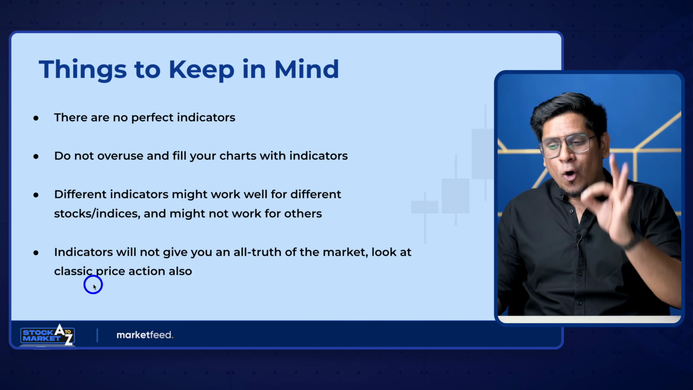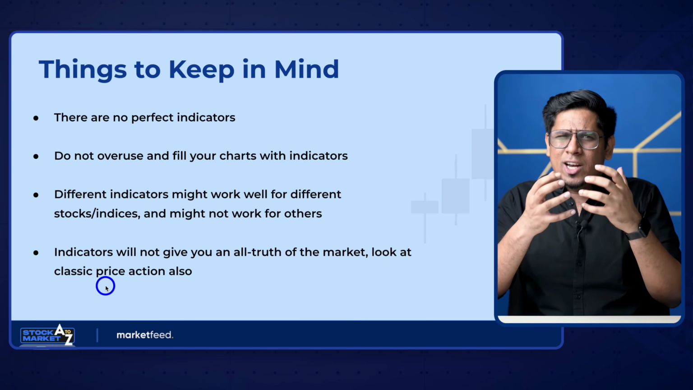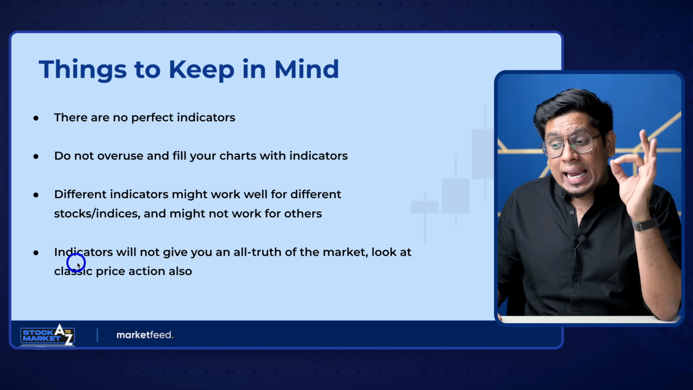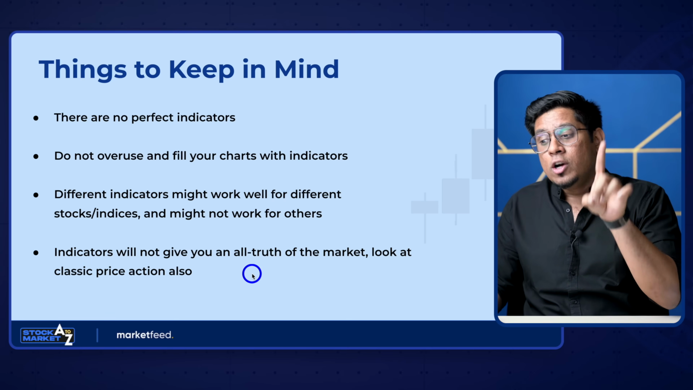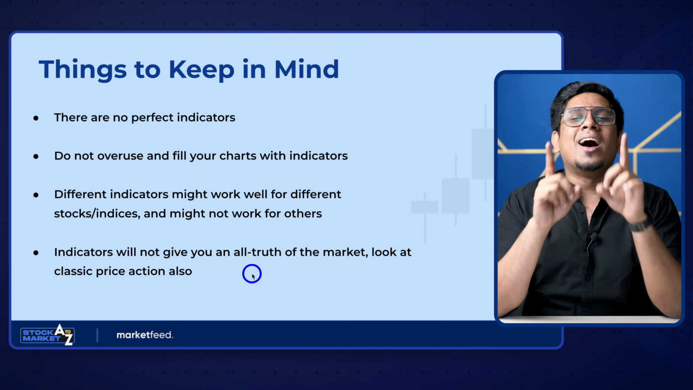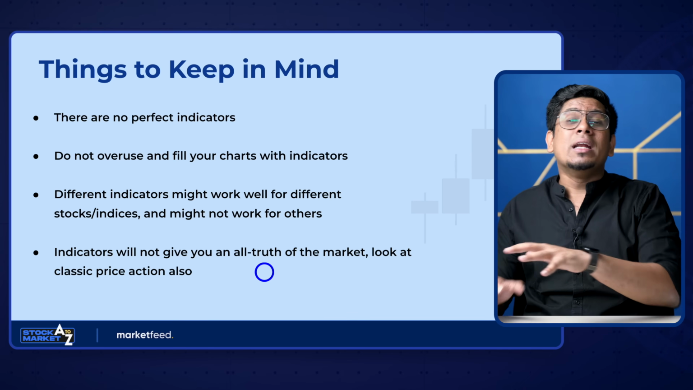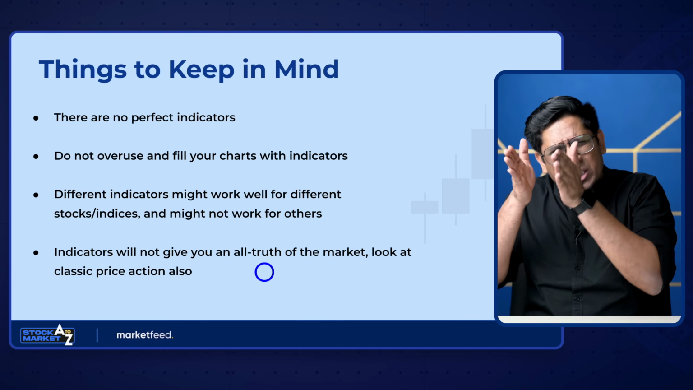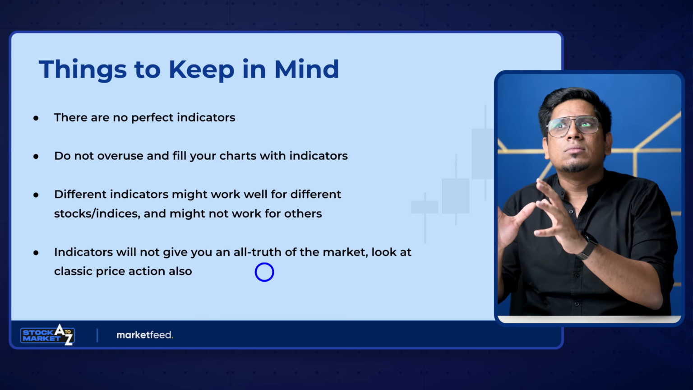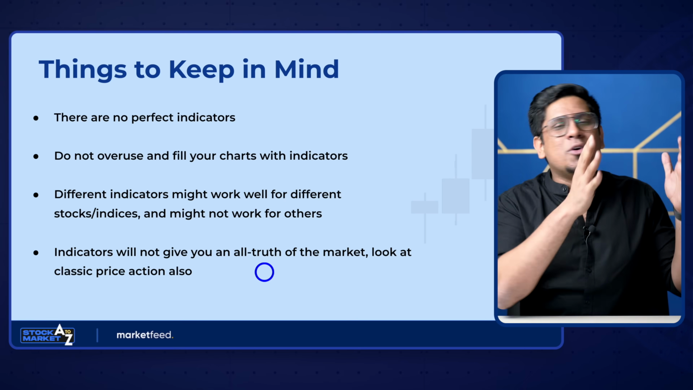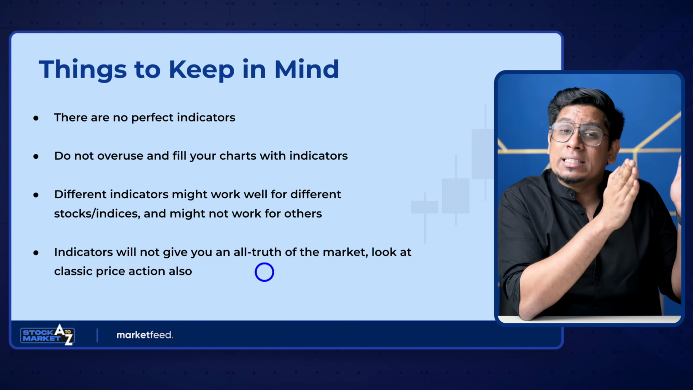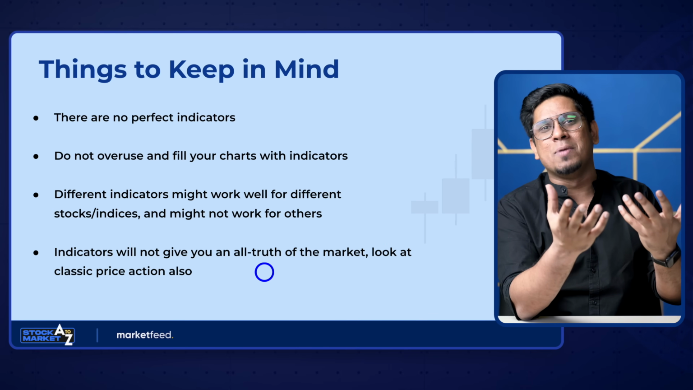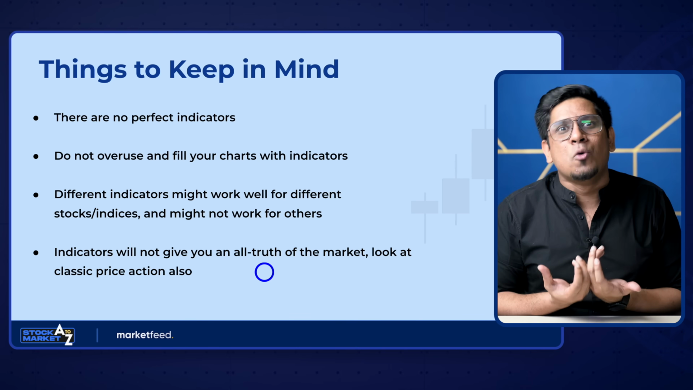Now let's move ahead to the fourth and final point, which touches upon what we talked about in the beginning, the elephant in the room: indicators will not give you the whole truth of the market. Look at classic price action also. This point is very personal, because I have personally felt that going just by technical indicators is not absolutely everything. You definitely have to incorporate price action based analysis also, and only then can you become a great trader, because that is probably how I trade.